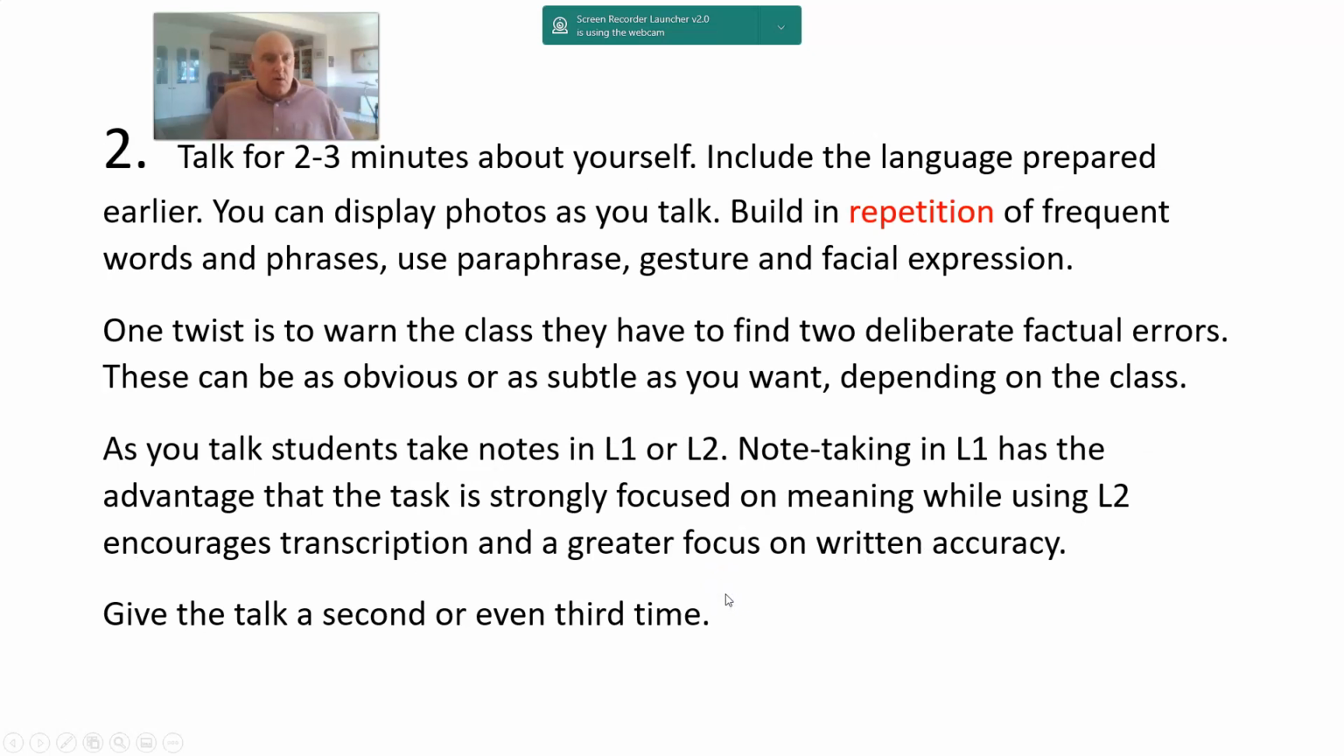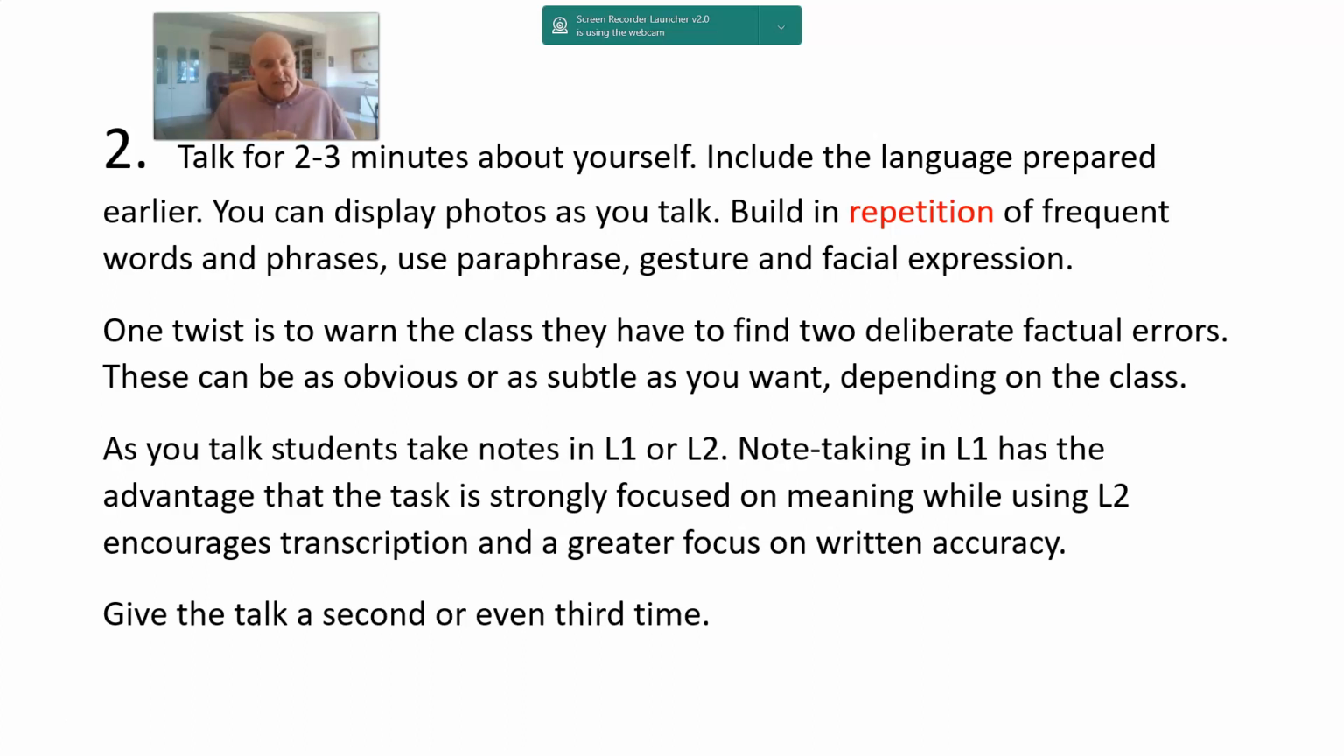So you then might talk, let's say for 2 or 3 minutes, about yourself, and you're going to include that language that you put on the board. As I mentioned, you could display some photos. I would think of building in lots of repetition of high-frequency words and phrases. Use gestures, facial expressions, whatever it takes to make sure that the language is understood.